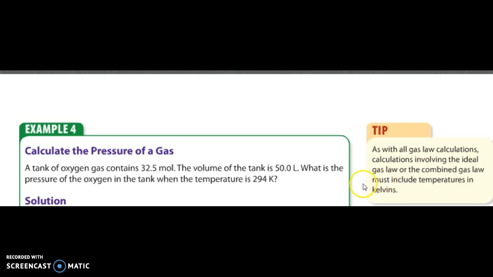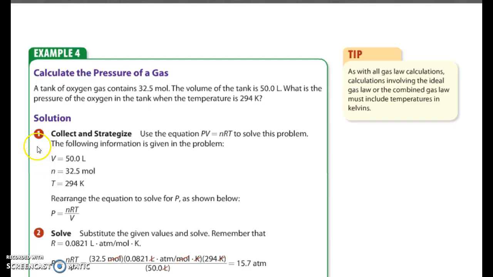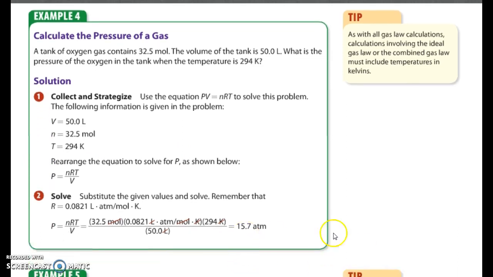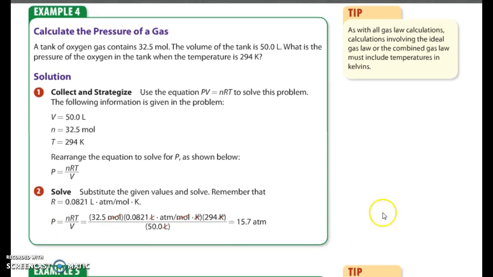Tip, as with all gas law calculations, calculations involving the ideal gas law or the combined gas law must include temperatures in Kelvin. Okay, so you make a list of what you know. We rearrange to solve for P, our pressure, and our answer should be 15.7 atms. Make sure you use the correct gas constant, so not the one that's 8 point something. That's if we use kilopascals. We're using atms, so we have to use the R value of 0.0821.